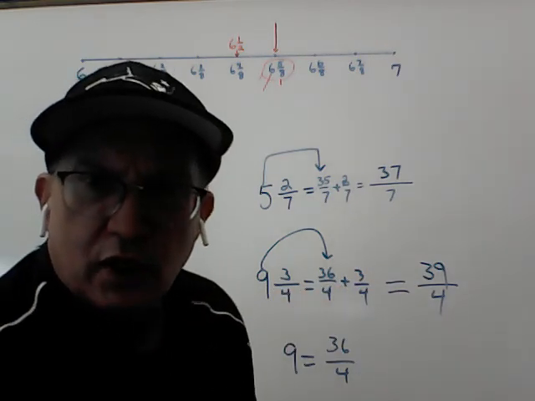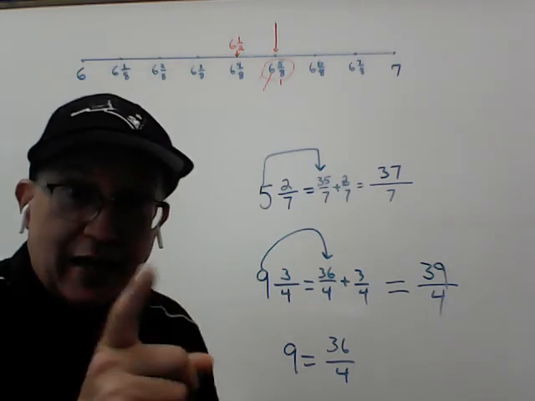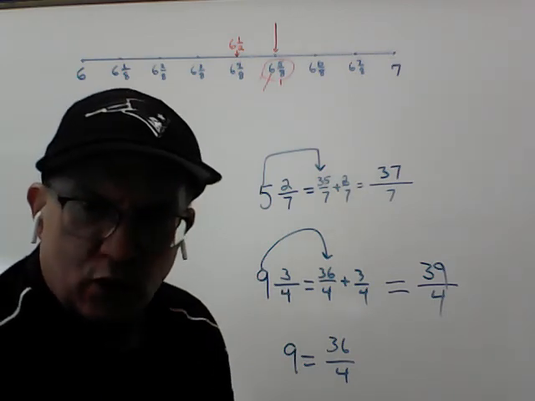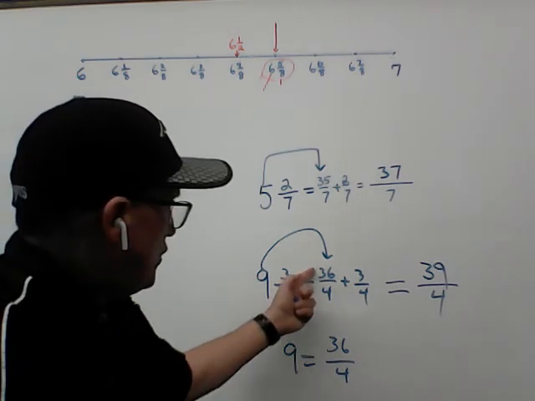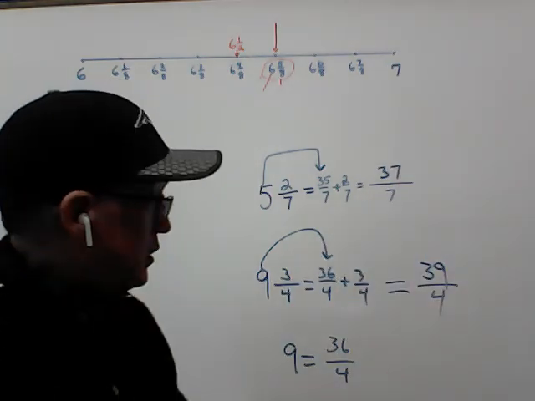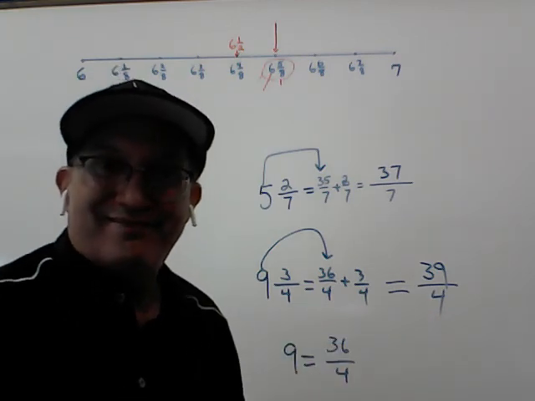One last thing before I close off. What do we never, ever do when adding or subtracting fractions? We never add or subtract the denominator. 36/4 plus 3/4 is not 39/8. No, it's 39/4. Keep the denominator the same. That's enough for now.